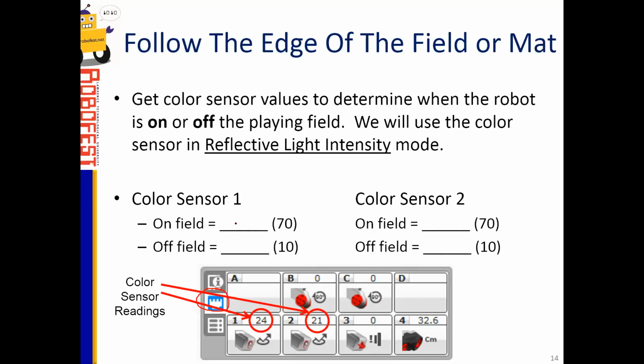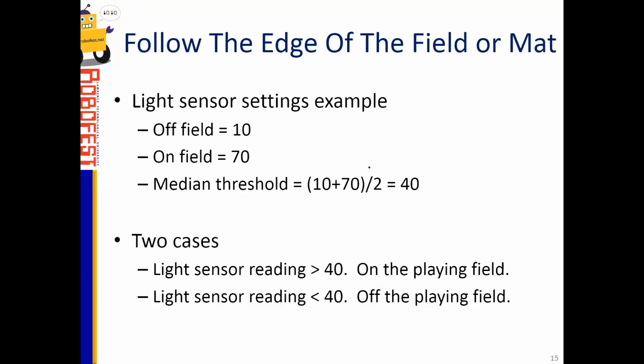So make a little note that on the field we saw 70, off the field we saw 10. So that's an important thing to take note of. And we are using the reflective light intensity mode. So we're actually using the color sensor as just a light sensor. Okay, we want to know what is the median or the middle value of this. So 10.